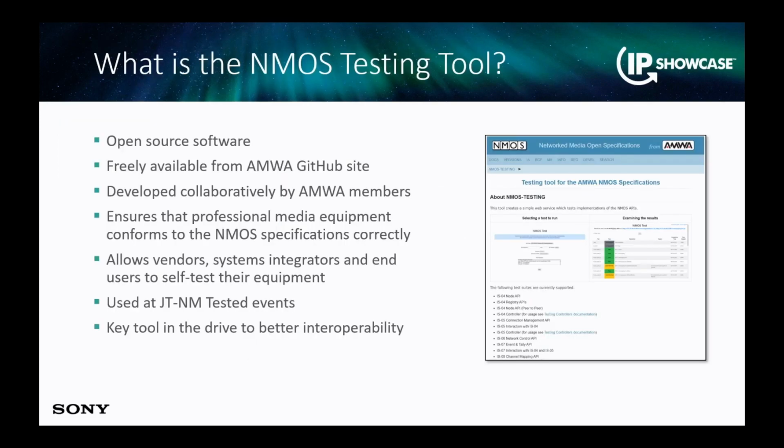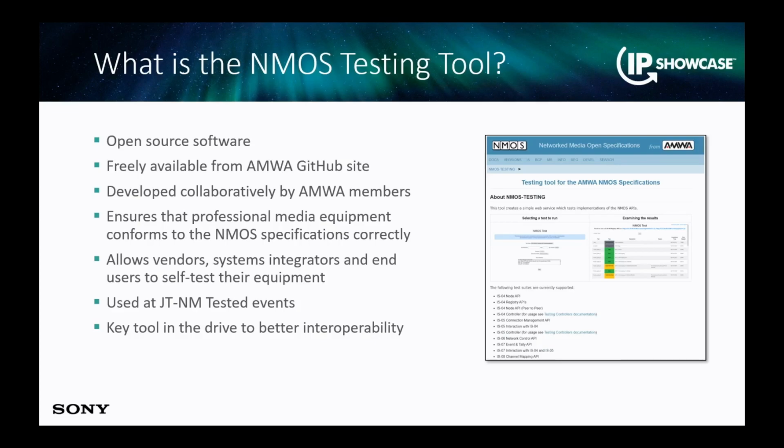So in order to allow manufacturers to make sure their NMOS solutions are working properly, AMWA a few years ago set about creating something called the NMOS Testing Tool. And this has been collaboratively developed by various different AMWA members, manufacturers, broadcasters, and others. And it's something that's freely available on the AMWA GitHub site as open source software, so you can see all the source code. It's all written in Python. You can edit it, you can comment on it, you can make pull requests or log issues if you think it's not working properly. It's all developed completely in the open.